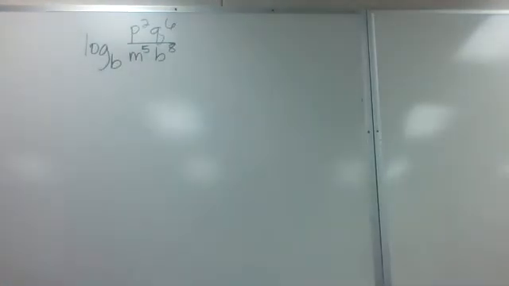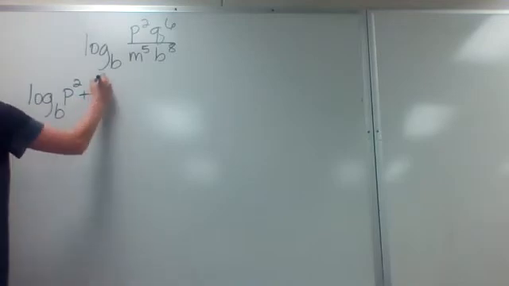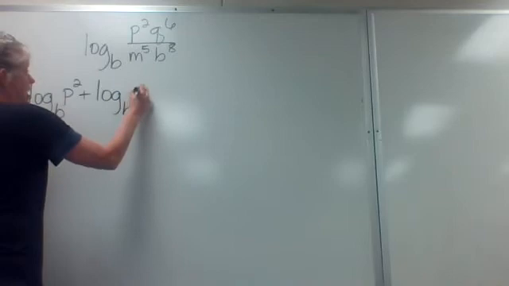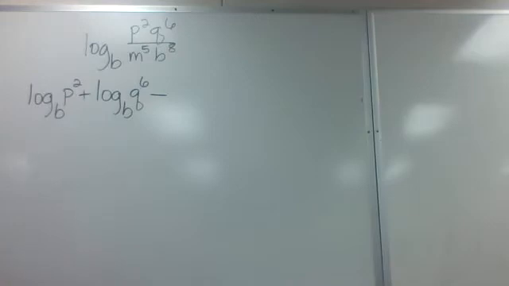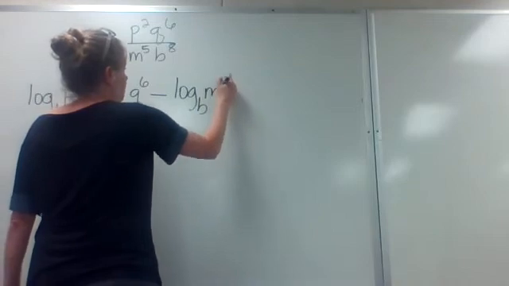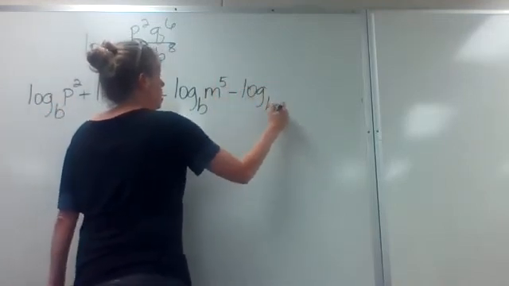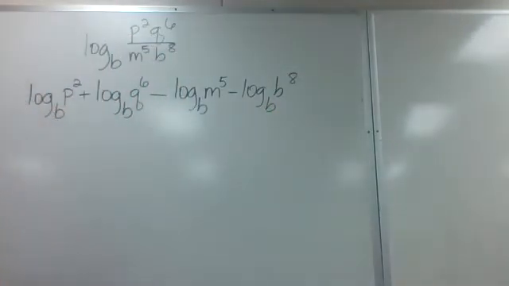base b. So I'm going to have log base b of p squared plus log base b of q to the 6th. And now, since I'm moving to the denominator, now is when I'm going to start subtracting log base b of m to the 5th minus log base b of b to the 8th. Bring down my exponents.